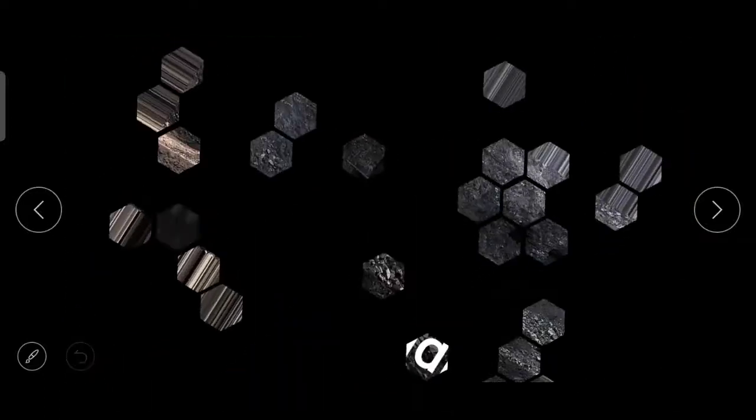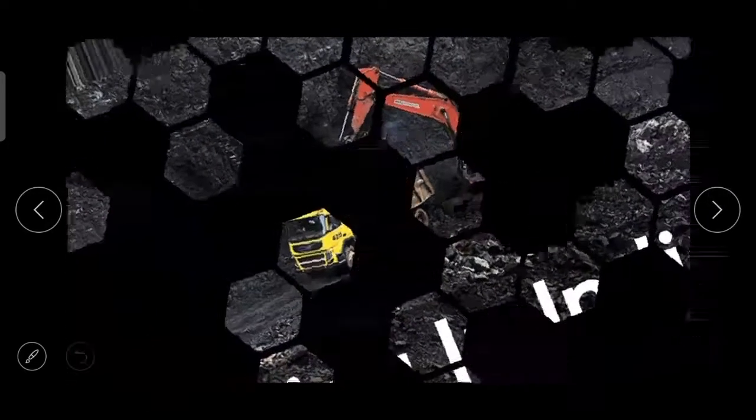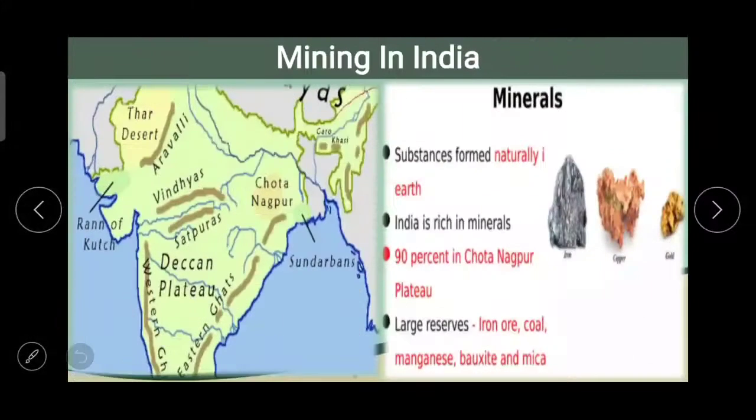Now the next point, mining in India. The Chota Nagpur plateau in India is a big storehouse of different minerals. Again the same thing I am repeating, we are talking about the role of these particular areas or fields in the economy. So, we discussed agriculture, we discussed fishing, and now the role of mining in the economy of India. So, here you can see Chota Nagpur. The Chota Nagpur plateau in India is a big storehouse of different minerals, and mining is the main occupation of the people there. Again the same thing, what is available or the resources decide the employment or the main occupation of that particular area.